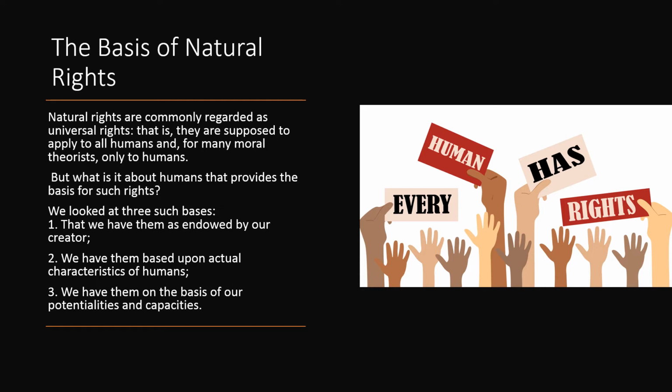Number two, we have them based upon actual characteristics of humans. Now that we are special creatures that should have those kinds of rights. And number three, we have them on the basis of our potentialities and capacities. So we are counting on having those rights because of such potentials and our capabilities. An example of that would be rationality. Babies have the potential to be rational, and the adults are capable of being rational, and that is why we have the natural rights as opposed to other species.